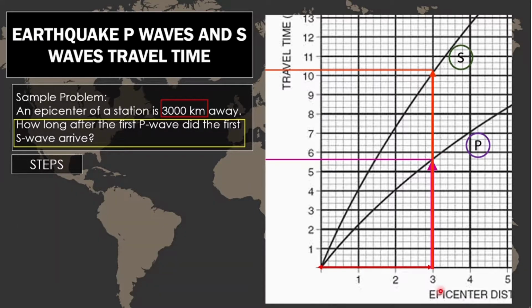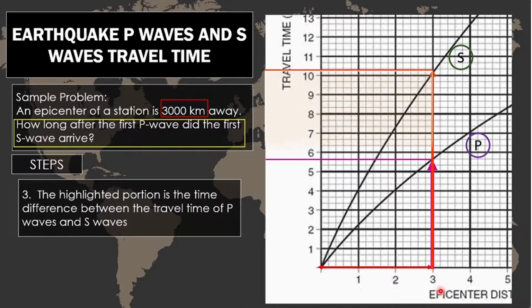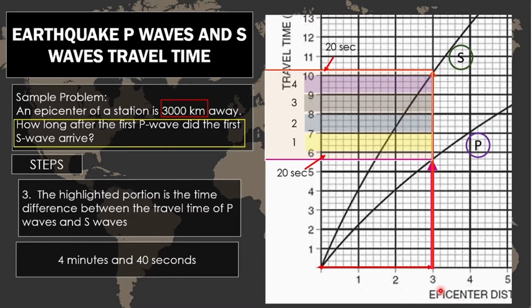The highlighted portion is the time difference between the arrival of P and S waves at 3,000 kilometers. So we have 1, 2, 3, 4 minutes and 20 seconds remaining, which is equal to 40 seconds. Therefore, the answer is 4 minutes and 40 seconds.